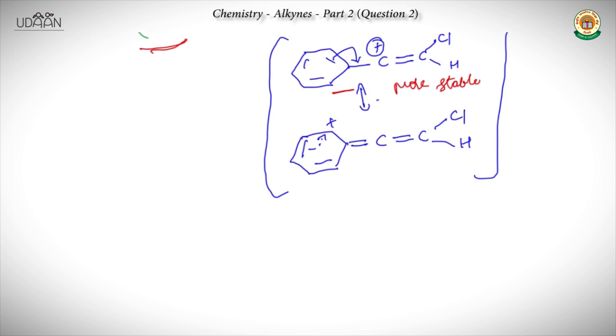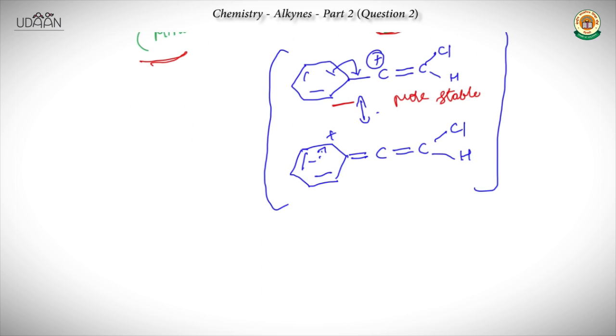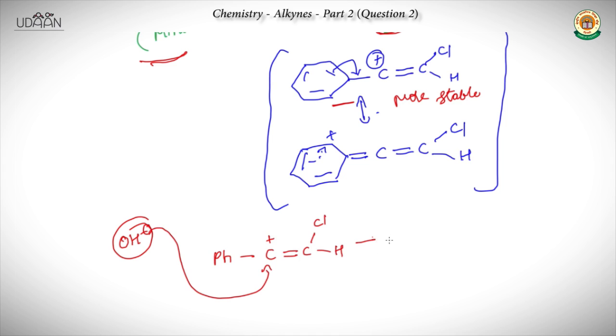Now let's move to the second thing, that is nucleophile addition, which is the OH minus, the completion of the reaction. Yeah, you have Ph C plus, double bond C Cl H. Now OH minus attacks on this. You have Ph C OH here, double bond C Cl, and hydrogen on this carbon.